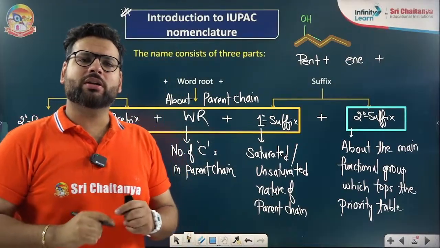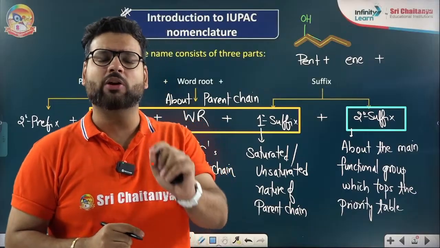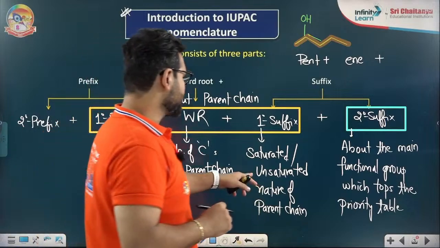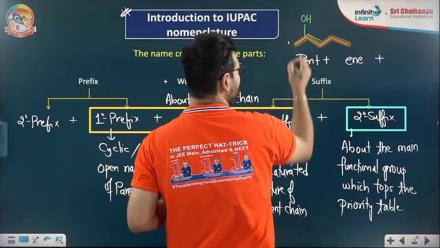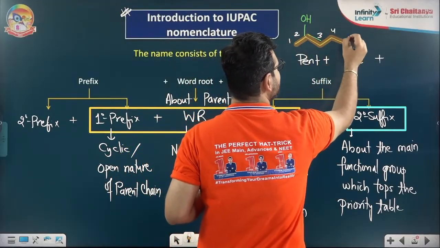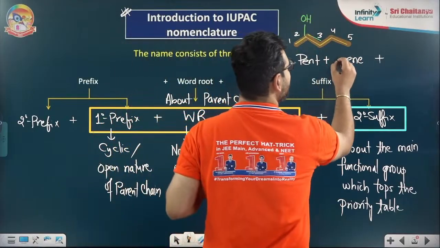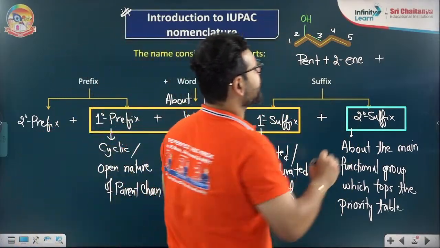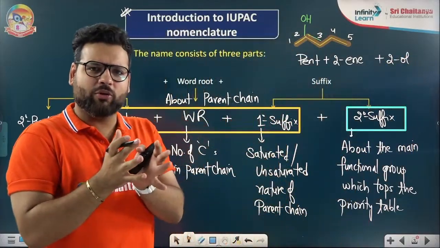Your suffixes and prefixes are also going to tell you the location of functional groups and unsaturation. Since the unsaturation is coming at second number, we'll see the numbering later. I hope all of you remember the numbering. Numbering will be done in such a way that alcohol should get the lowest number. So I'll number like this: 1, 2, 3, 4, 5. So there is pent-2-ene, and at number 2 only you're getting ol. So 2-ol. Then you join this name together.